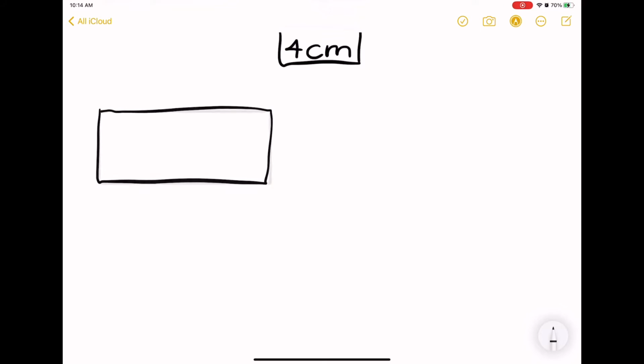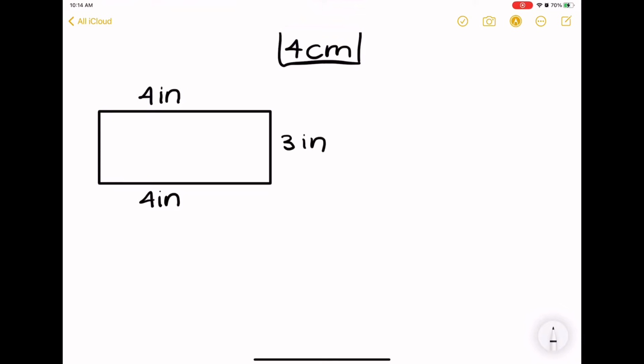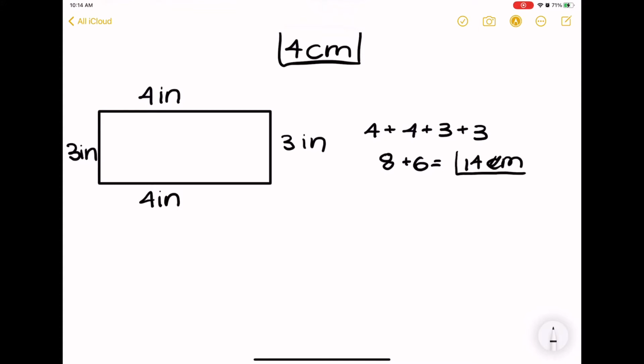So let's go ahead and do a problem. So let's say we have this rectangle, and let's say it's 4 inches by 3 inches. So we're just going to go ahead and add all the sides. So 4 plus 4 plus 3 plus 3, and that is equal to our perimeter. So we have 8 plus 6, which is equal to 14, which means our perimeter is 14 inches.